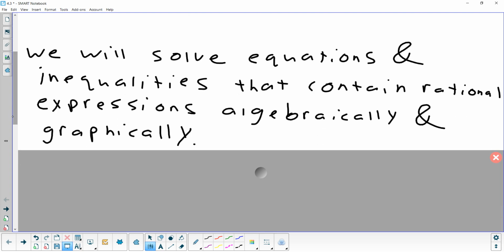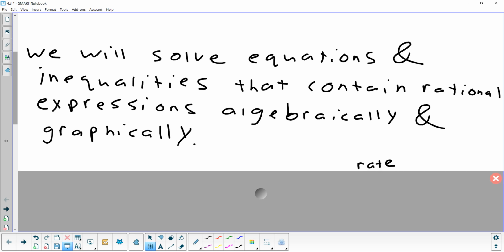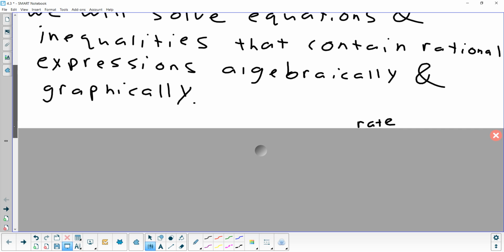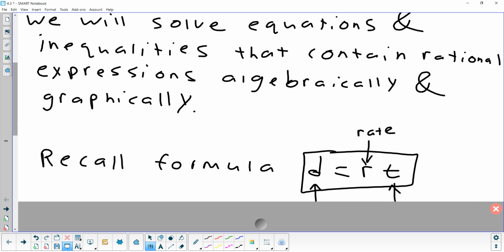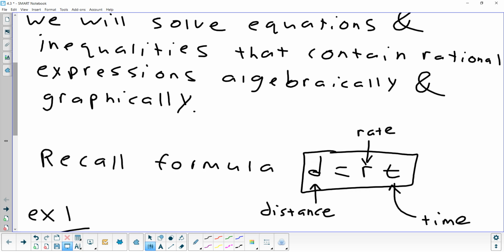The first one we're going to solve, we're actually going to figure it out ourselves. It's going to be from a word problem, and there's a formula we're going to need. It relates distance, rate, and time. If you don't remember that, you would have learned it at some point in Algebra 1, and might have reviewed it in Algebra 2. It's distance equals rate times time. So d is distance, r is your rate, or the speed, and t is the time.